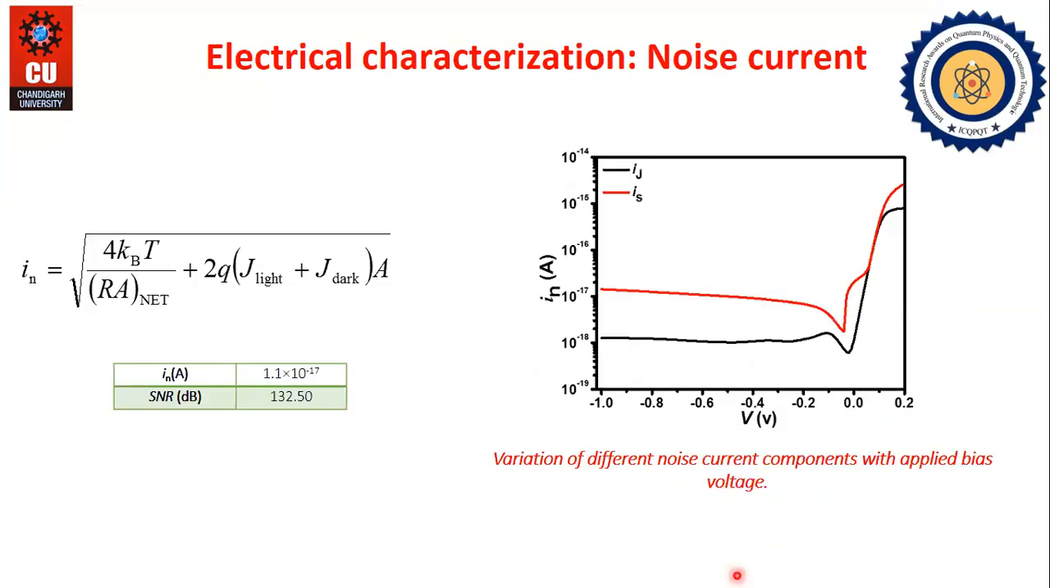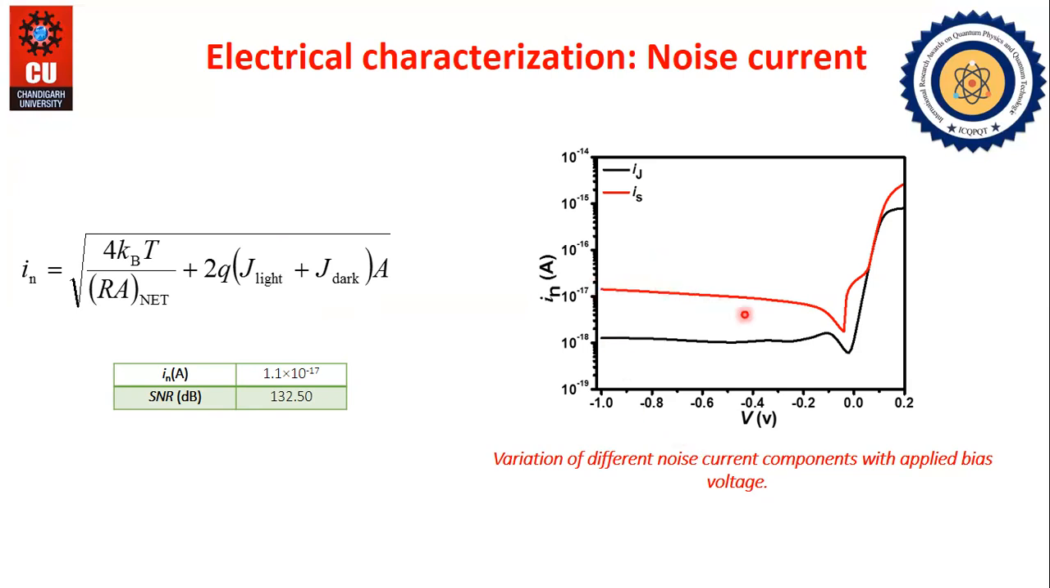In order to find the noise current, the former part is known as the thermal or Johnson noise, and the second part is known as the shot or quantum noise. This figure will compare the Johnson noise and the shot noise under the applied bias voltage. Generally, both the Johnson noise and shot noise contribute to net dark current density. The shot noise significantly increases.